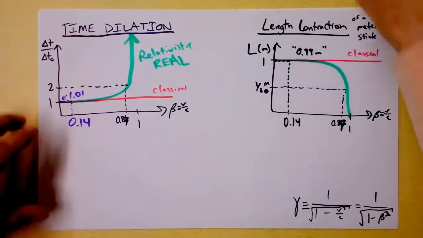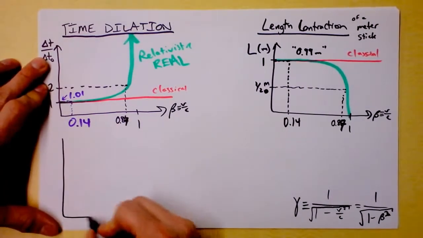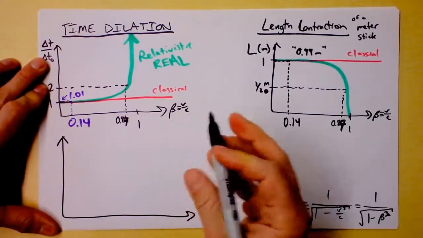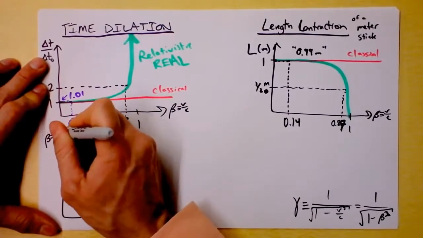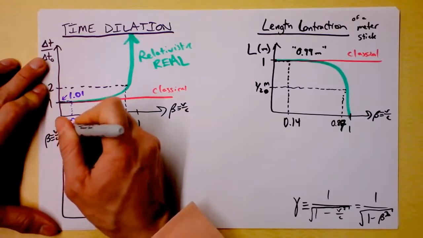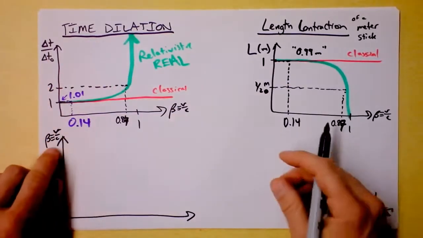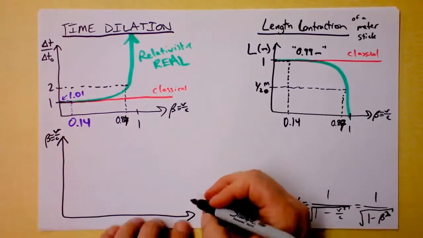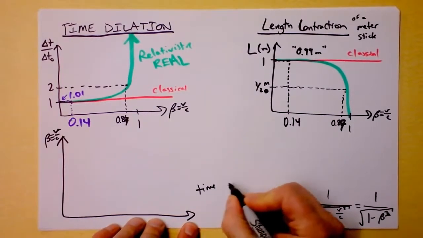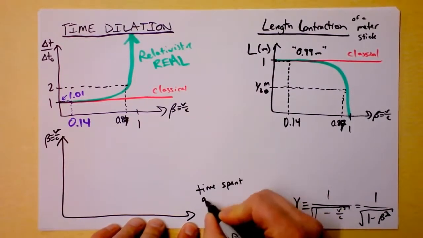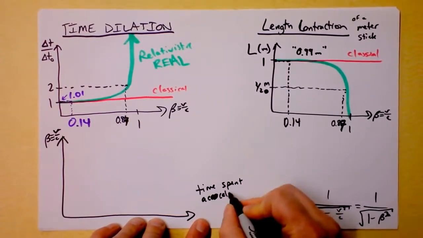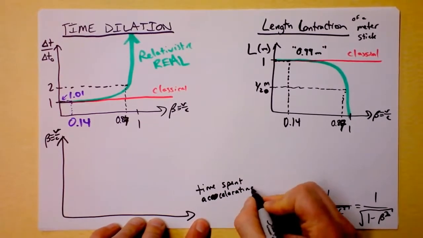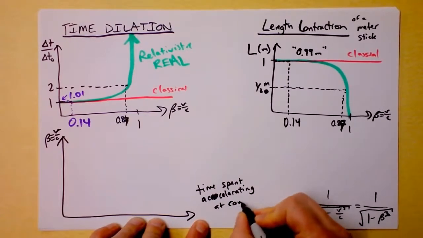I want to look next at velocity addition. And this is where our lecture is actually going to take off a little bit here. Velocity addition, and I'm going to graph beta as a function, well, it's v over c. That's actually going to be my y-axis, and this axis down here is the time spent accelerating at constant rate.